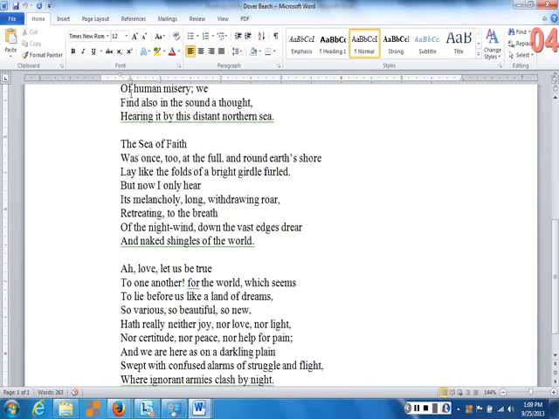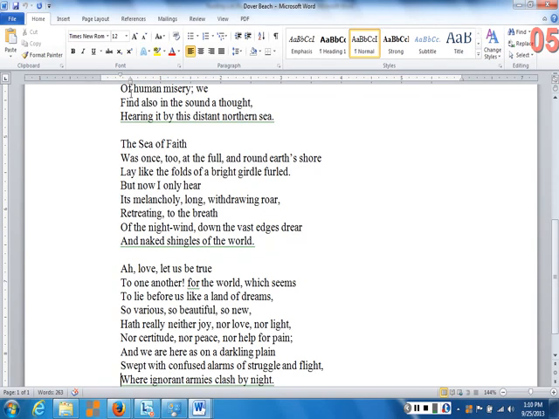Ah, love, let us be true to one another, for the world, which seems to lie before us like a land of dreams, so various, so beautiful, so new, hath really neither joy, nor love, nor light, nor certitude, nor peace, nor help for pain. And we are here as on a darkling plain, swept with confused alarms of struggle and flight, where ignorant armies clash by night.